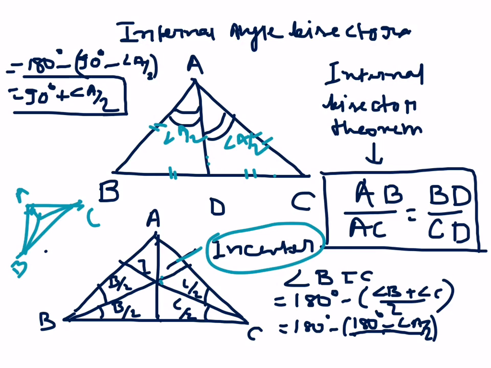Angle BIC will be equal to 180 minus angle B by 2 plus angle C by 2, because these are B by 2 and B by 2, these are C by 2 and C by 2. So 180 minus B by 2 and C by 2, if subtracted, will give you angle BIC. Again, angle B plus C is equal to 180 minus angle A, divided by 2. If you calculate that, you will get 90 plus angle A by 2. If angle A is given, your angle BIC will be 90 plus A by 2.